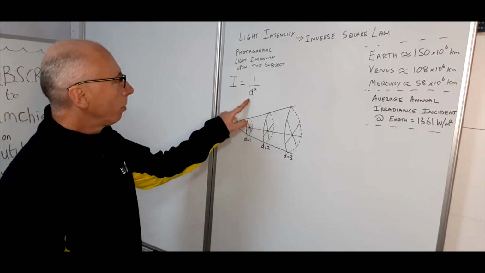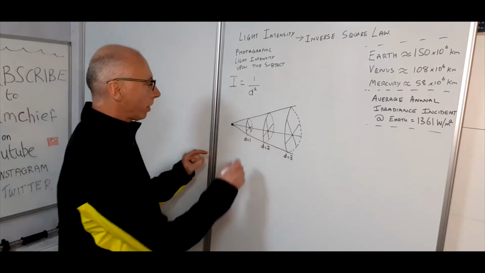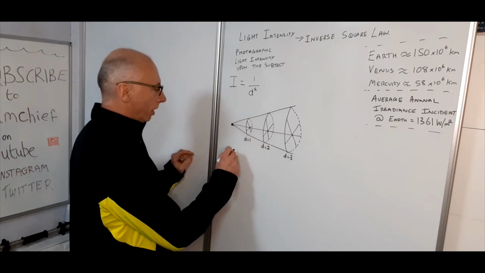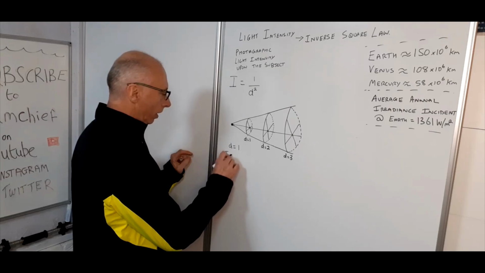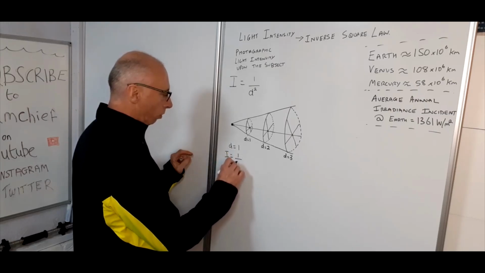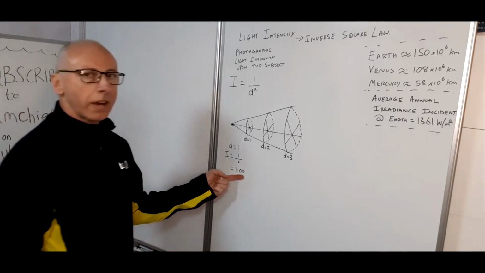So using this formula, our distance here is going to be 1. So this one here is 1 meter away. So intensity at D equals 1, our intensity equals 1 over 1 squared, which just equals 1. So I'm just going to write that in decimal form.